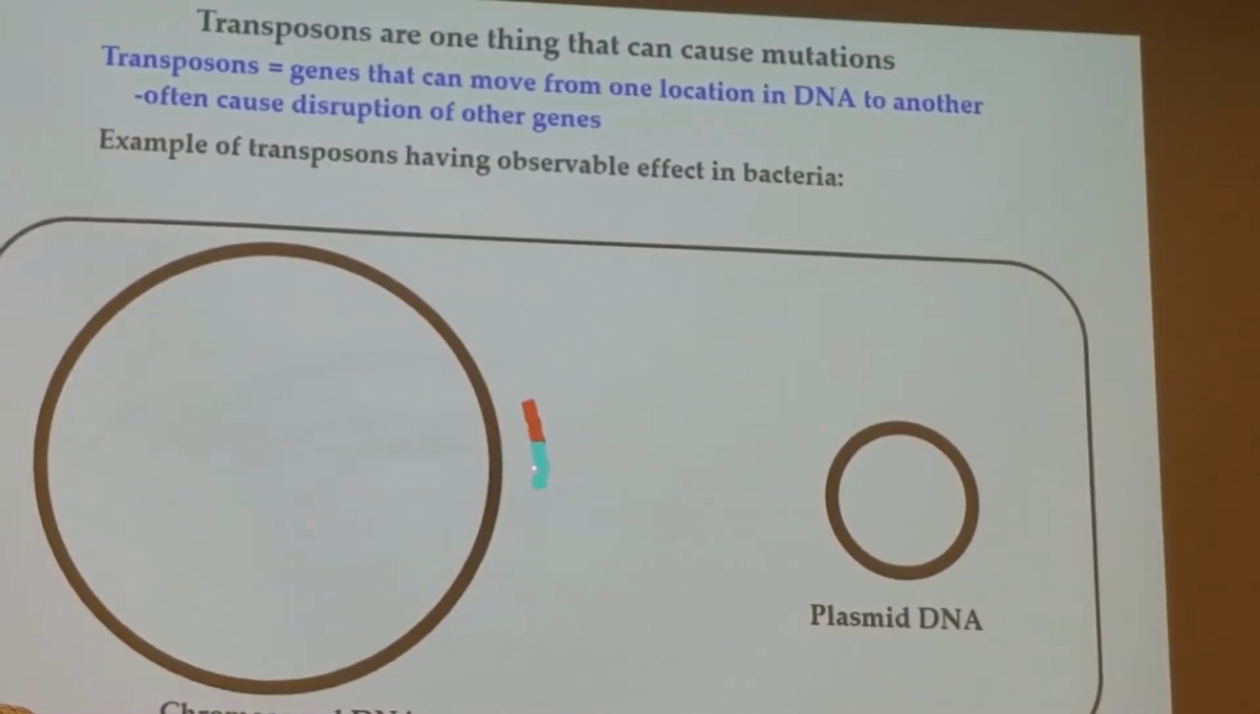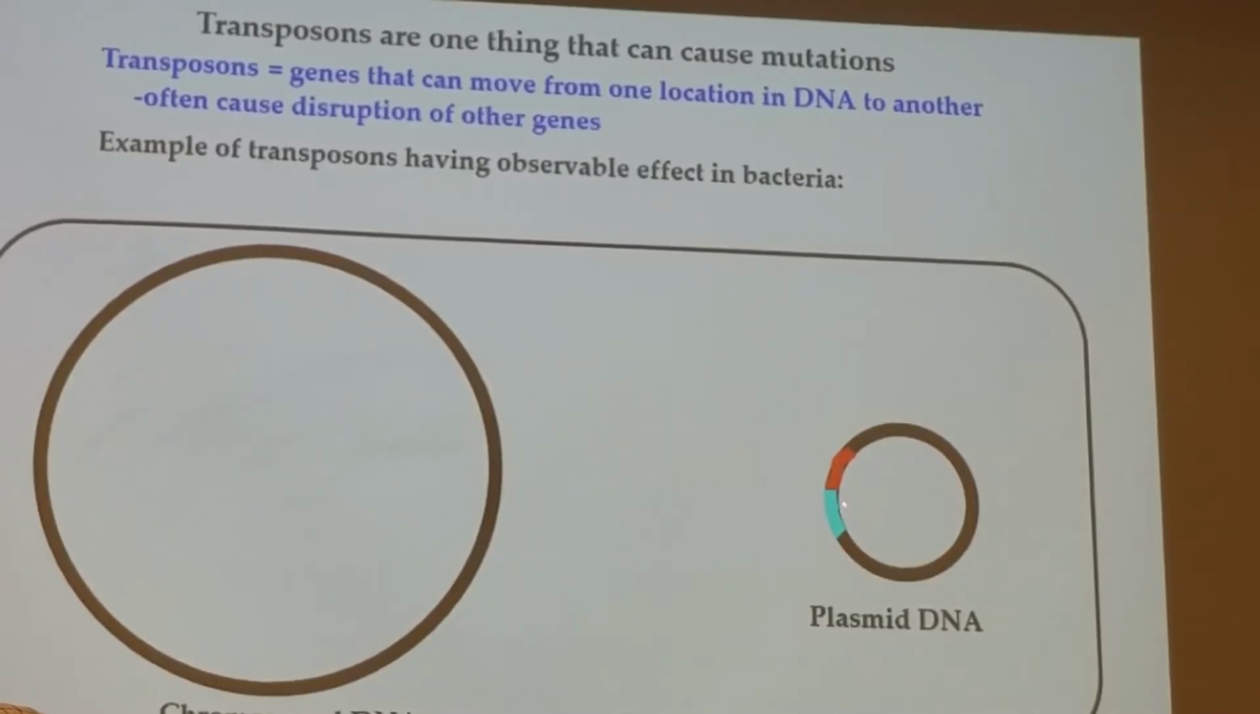In this case, that surrounding DNA has a gene for antibiotic resistance. Not only that, but it's possible for transposons to jump out of one piece of DNA and insert itself into a different piece of DNA. The reason why we might care about that is, what are some examples of things that plasmid DNA can do that chromosomal DNA typically does not do? Share, yeah.